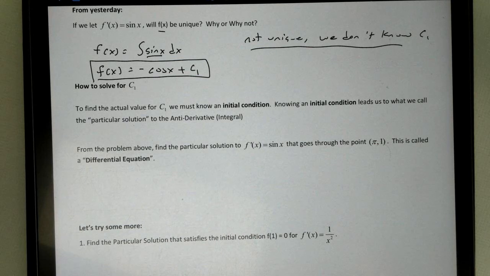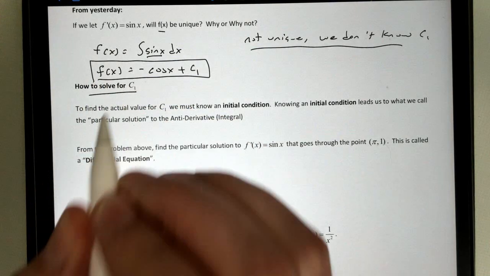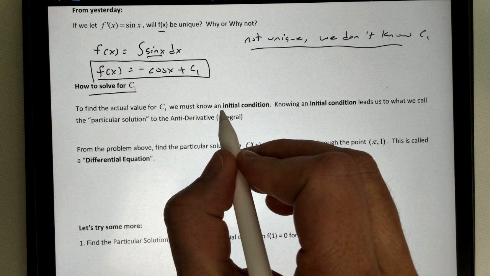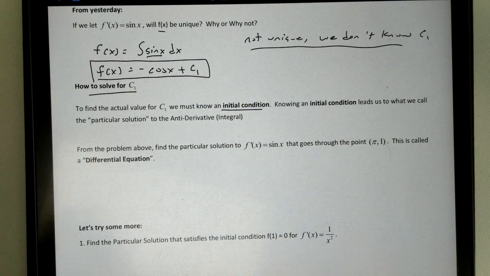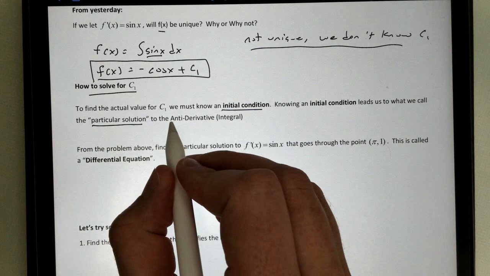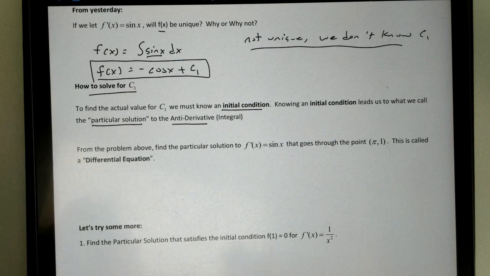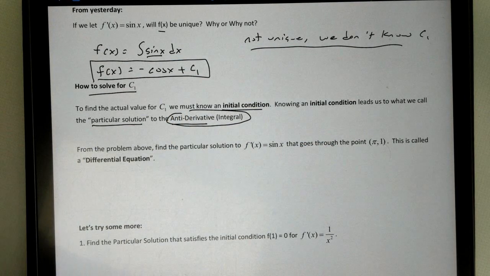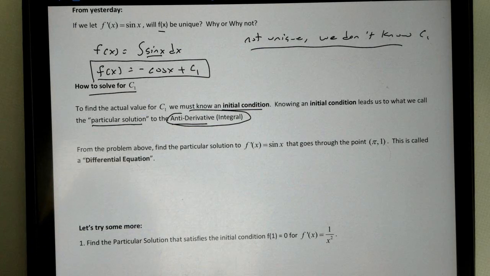So today we're going to take a look at how we can make this unique, and that is how we solve for c1. To find the actual value for c1, we must know something called an initial condition. Knowing the initial condition can lead us to what we call the particular solution for an antiderivative, or our integral. The phrases integral and antiderivative are going to be synonymous with each other here. And so what we're going to talk about today is, well, how can we find c?